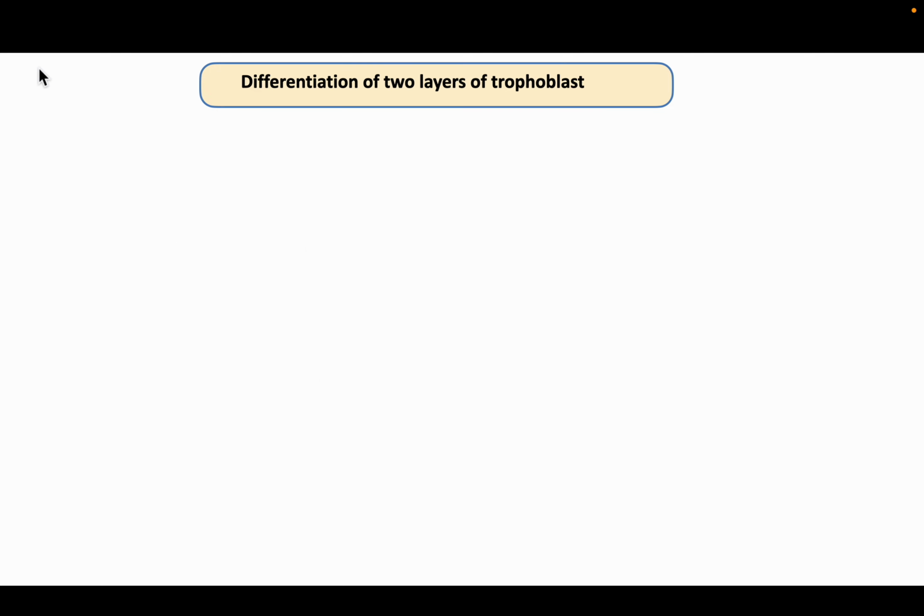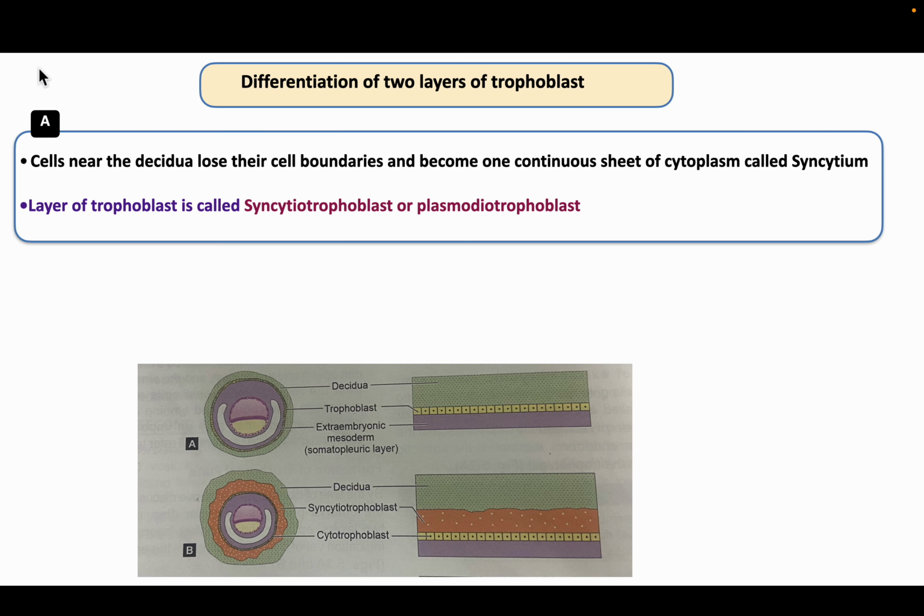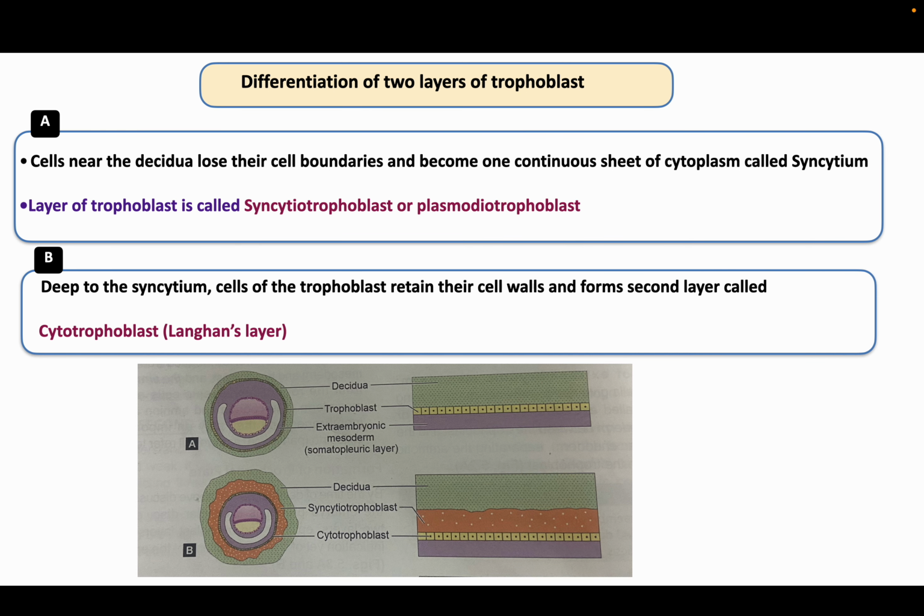Discuss the placenta. Now, differentiation of the two layers of the trophoblast. So what is happening? The cells near the decidua lose their cell boundaries and become one continuous sheet of cytoplasm called syncytium. This layer of trophoblast is called syncytiotrophoblast or plasmodiotrophoblast. Now deep to the syncytium, the cells of the trophoblast retain their cell wall and form a second layer called cytotrophoblast or Langerhans layer.